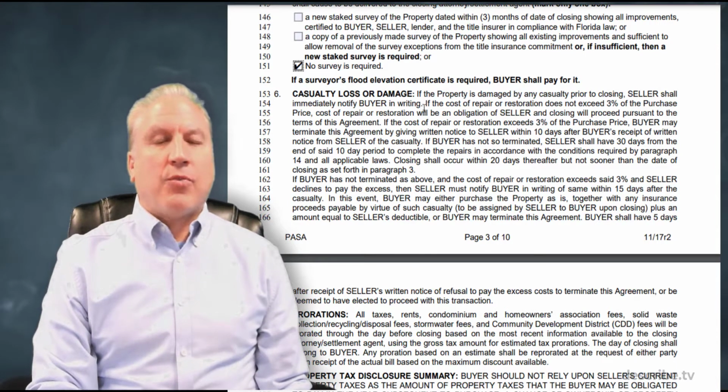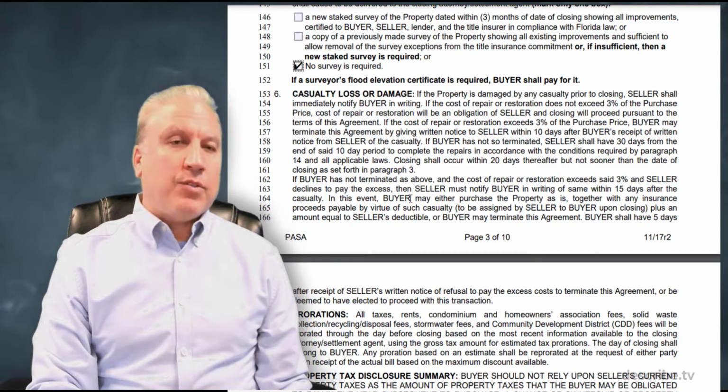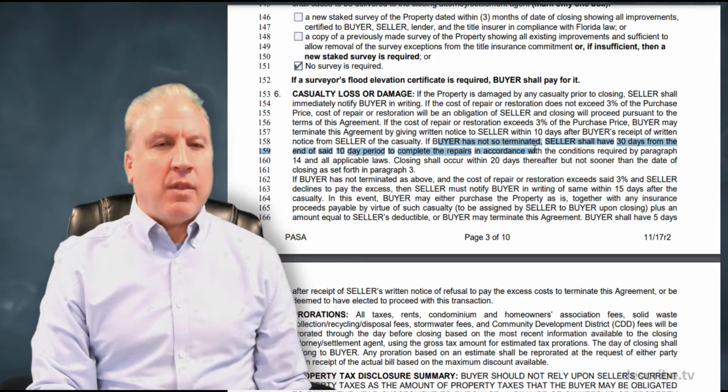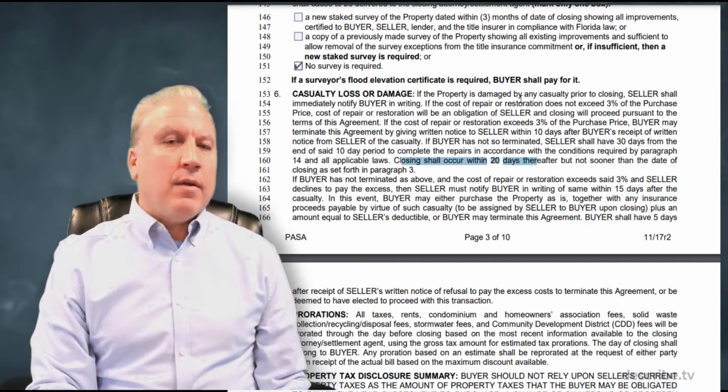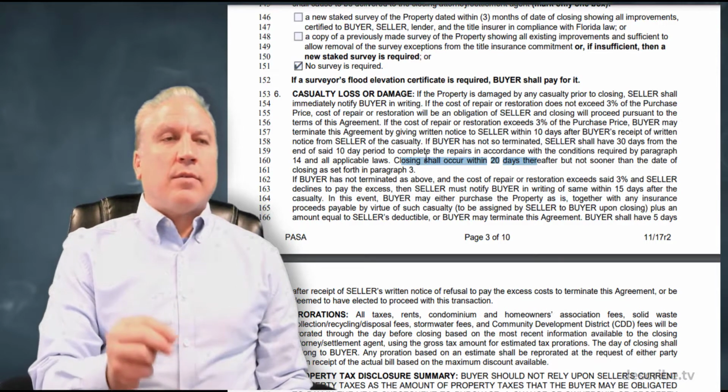What about casualty loss? What happens if there's a major damage event to that property before the closing? Well, basically in this contract it says if the cost of repair is less than 3%, then the seller has to pay for it and the closing will proceed normally. If the cost of repair is more than 3%, the buyer can terminate the agreement if they want, or they can negotiate to have the seller fix it within 30 days. And then the closing will occur within 20 days thereafter. Here's the thing. These details are for this contract. Look at your contract and understand what the terms are.